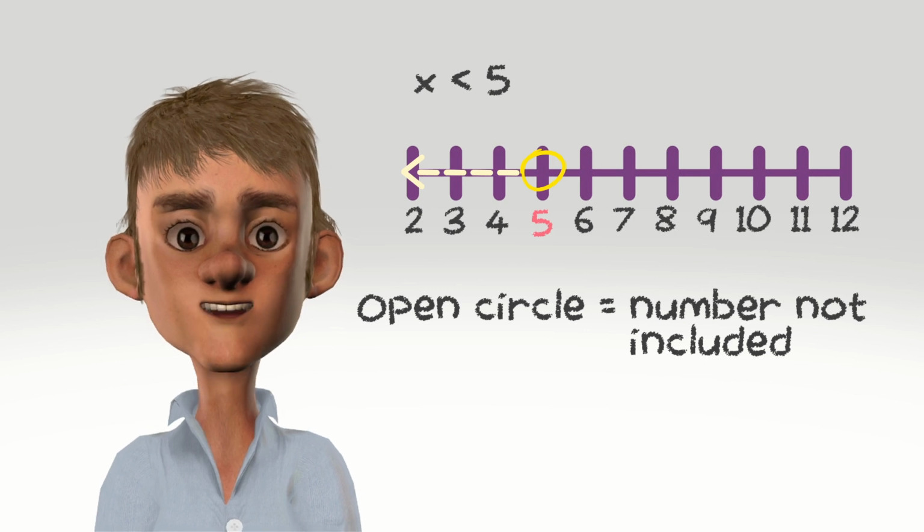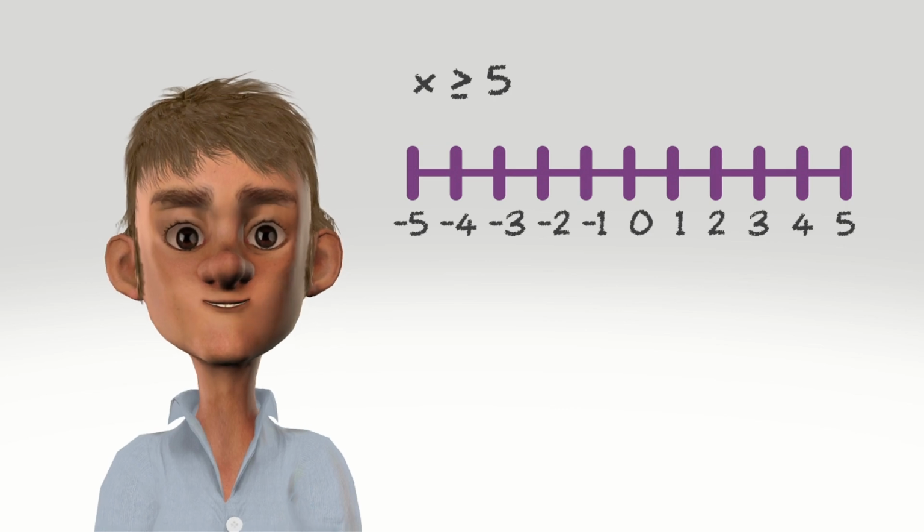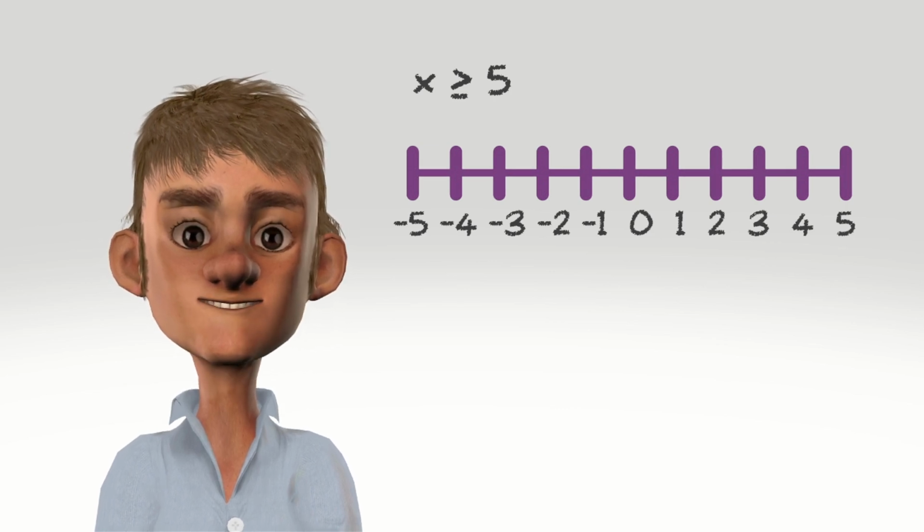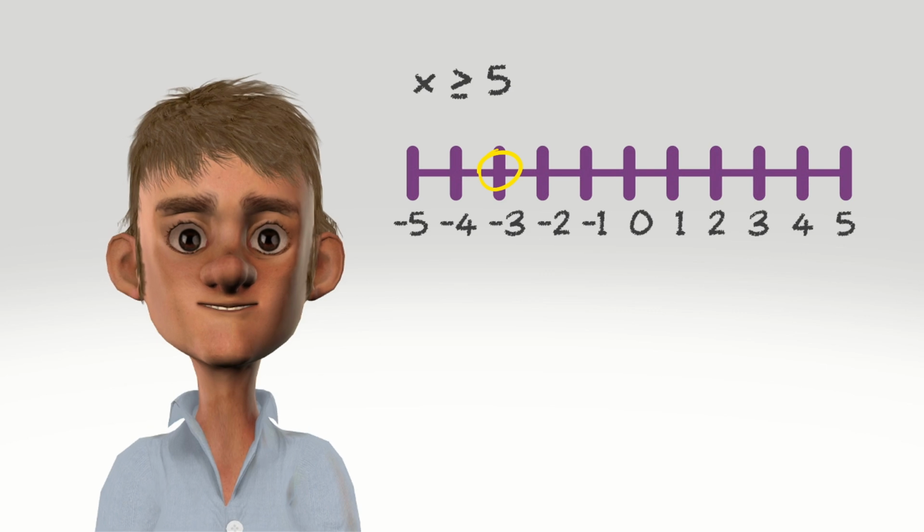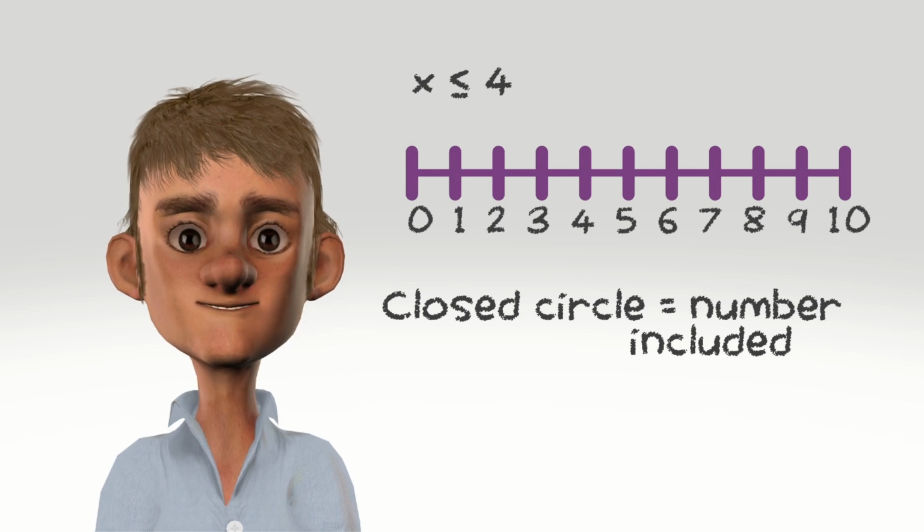Let's summarize with a few more examples. x greater than -3. Open circle at -3. Shade to the right. Next example, x less than or equal to 4. Closed circle at 4. Shade to the left.